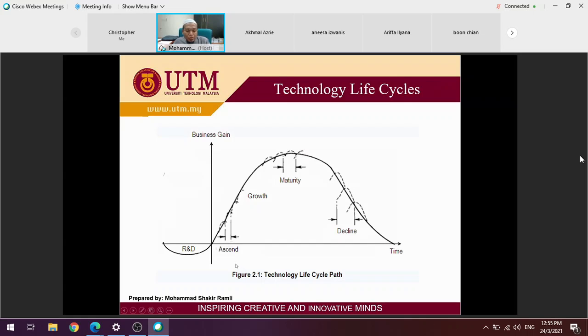What I want to highlight here is the tangent. As you can see here, the tangent is the change. If we measure change at this point, can you see where I am pointing? This is ascending. Let's say business gain we put y, and time t, a small letter t, since normally we use a small t for time.